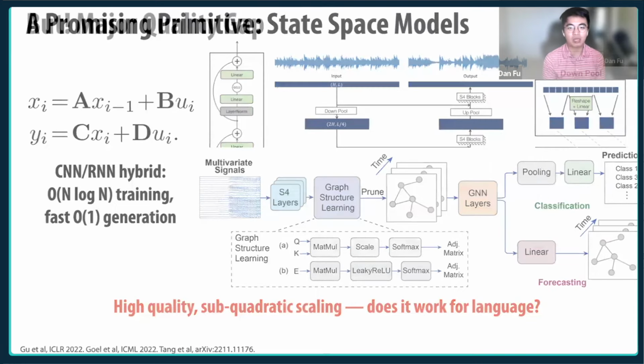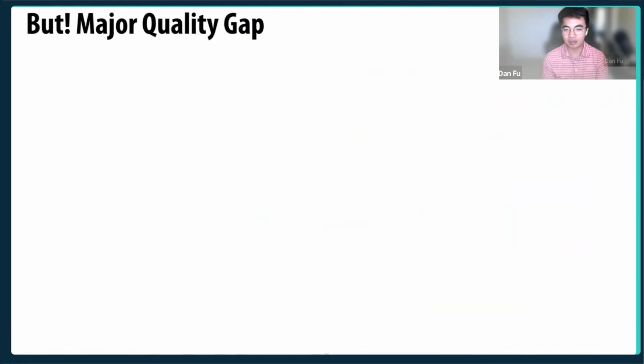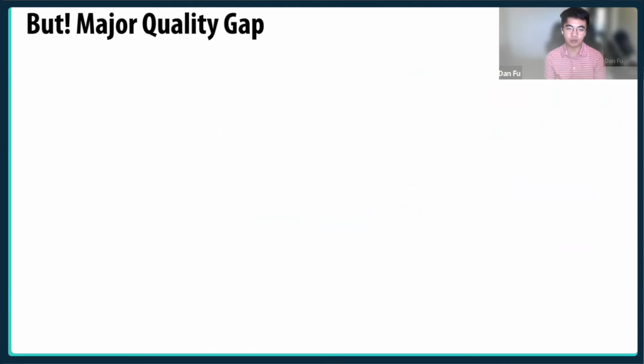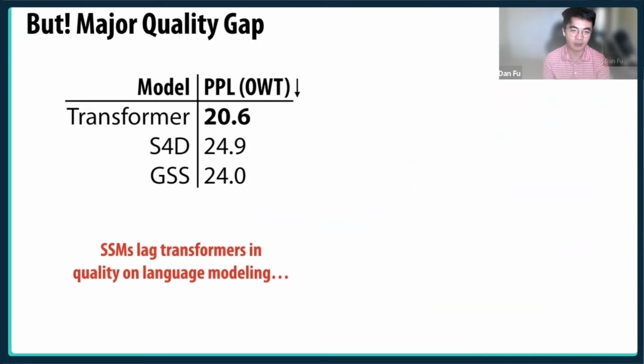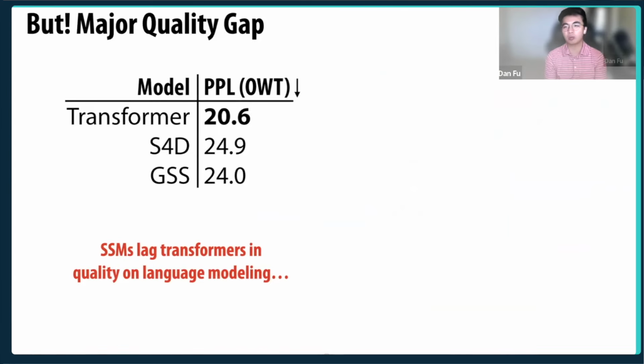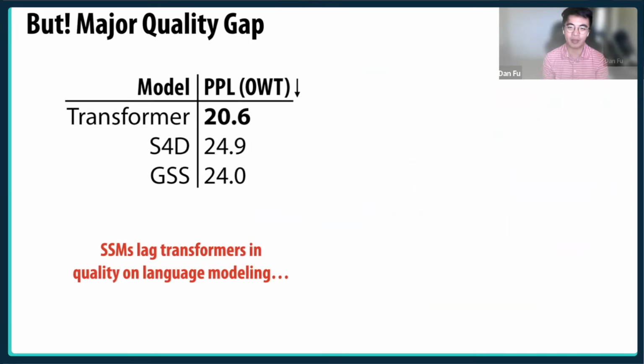The only problem was, if you took any of these methods, I'm going to focus on state space models in this talk, but it was also true of linear attention back in the day. If you took those replacements for attention and just took a transformer and replaced attention with these methods, you would see a huge quality gap. Here I'm showing you a metric called perplexity, and in this metric, lower is better. What I've done here is just taken a transformer and replaced the attention with these SSM alternatives. You can see there's about a 5-point gap on perplexity.